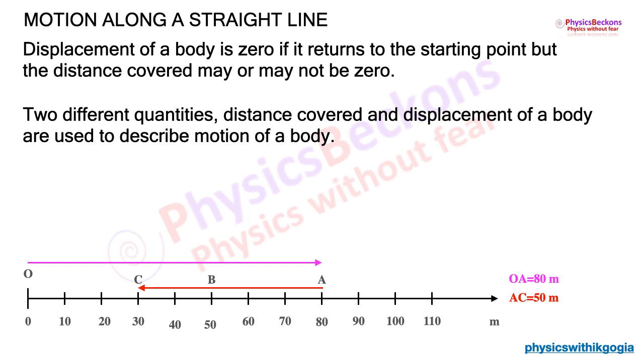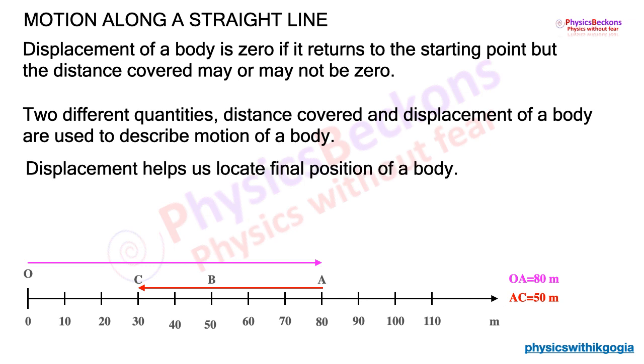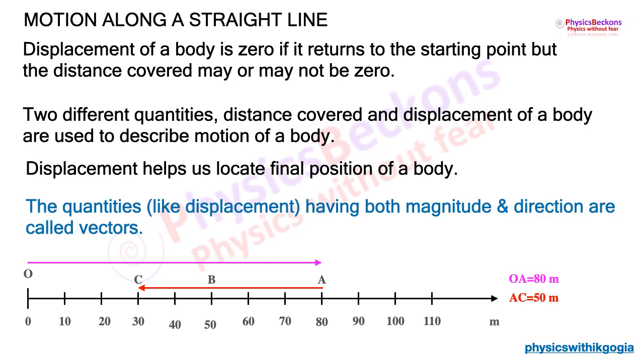Two different quantities, that is, distance covered and displacement, are used to describe motion of an object. The distance doesn't give us the final position, whereas displacement helps us to locate the final position of the object. The quantities like displacement, which have both magnitude as well as direction, are called vectors. We repeat, the quantities which have only magnitude, no direction, are scalars. The quantities which have both magnitude and direction, they will be termed as vectors.